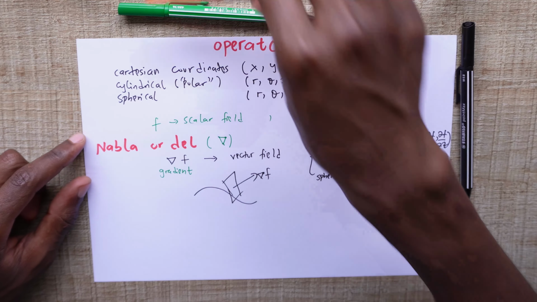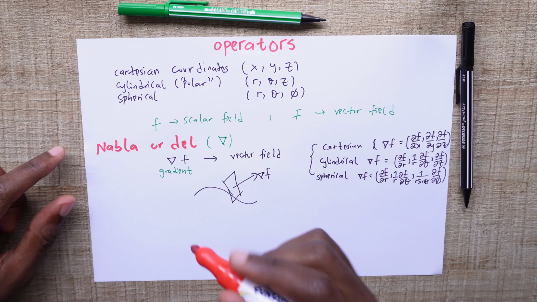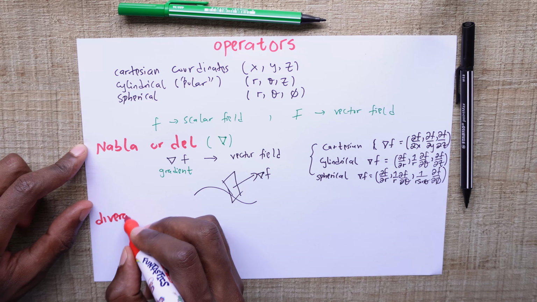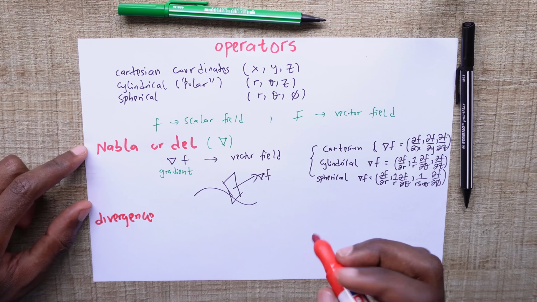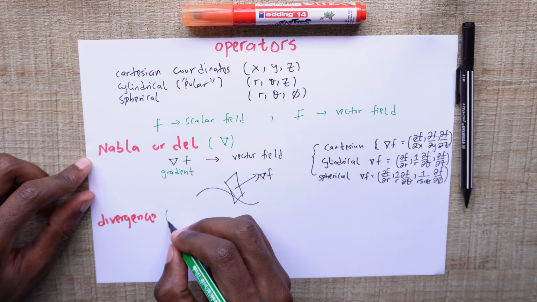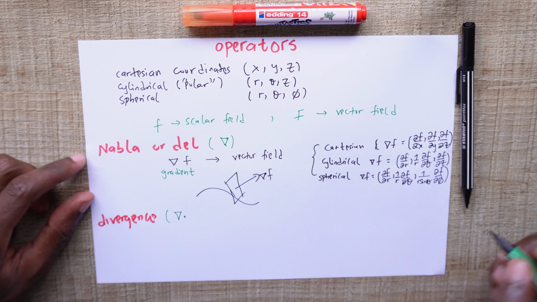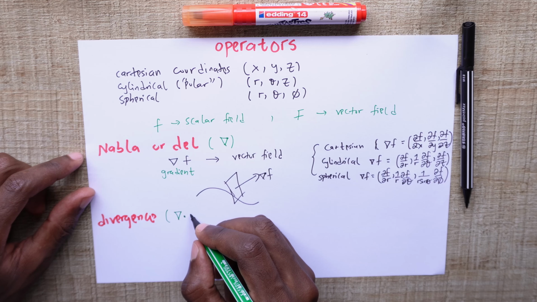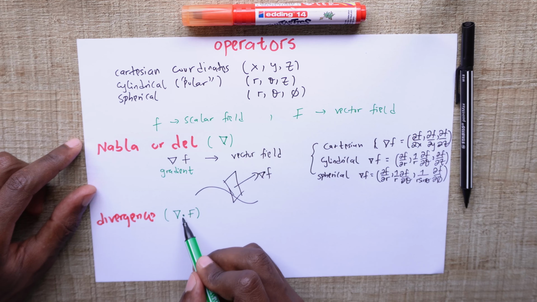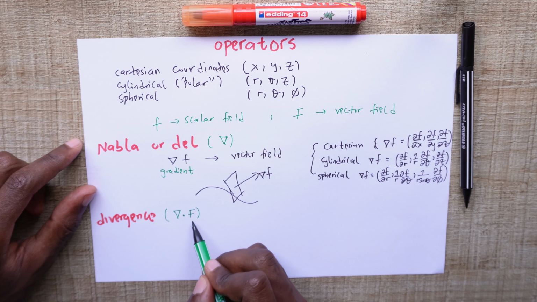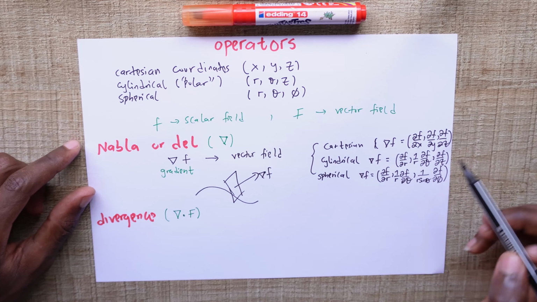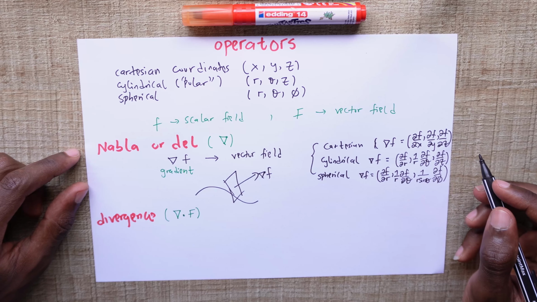So the second operator that we're going to see here is the divergence. That has a symbol Nabla dot. And then in this case, we are applying it to a vector field. So the divergence essentially is the Nabla operator, and you apply the dot product with the vector field you are considering. And what this represents is really the spread of the vector field from a point.